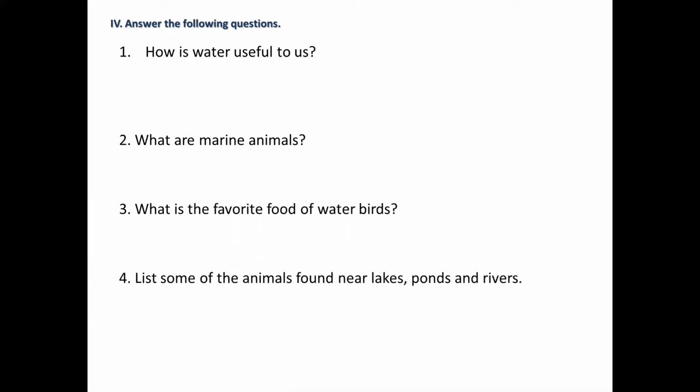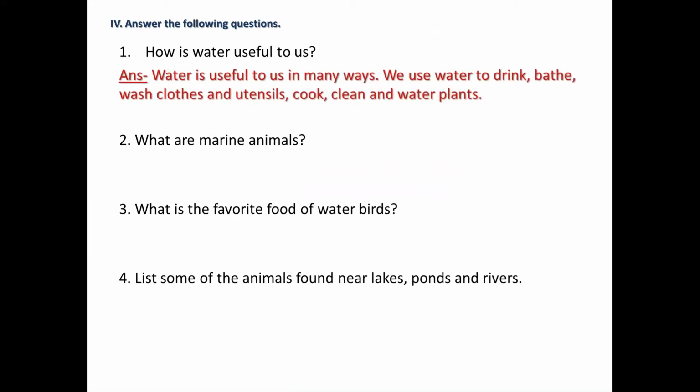Okay, so how is water useful to us? So what will be the answer? Water is useful to us in very many ways. We use water to drink, bathe, wash clothes and utensils, cook, clean, and water plants. Okay, so these are some useful activities, various ways in which we use water.